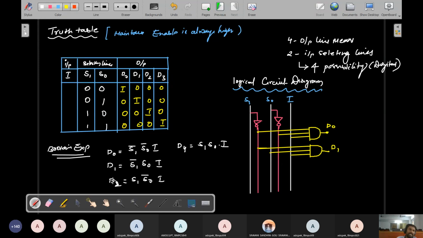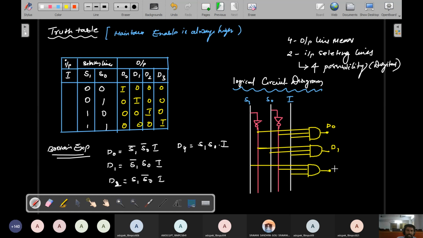Now come to the third case, the D2 terminal. D2 is nothing but S1, similarly S0 bar, and I. Okay, so we are representing one more AND gate.